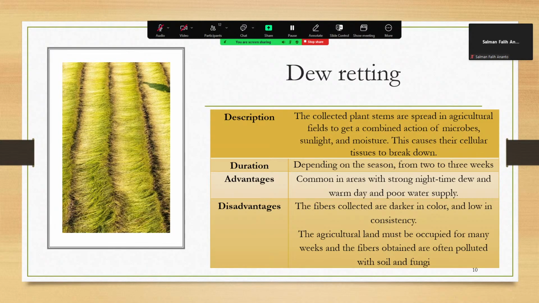Next is the water retting method. The most widely practiced method is the water retting process, where bunches of the plant stems were submerged in water. The water can penetrate into the central part of the stem and swells the internal cells. This results in the bursting of the outer layer of plants.